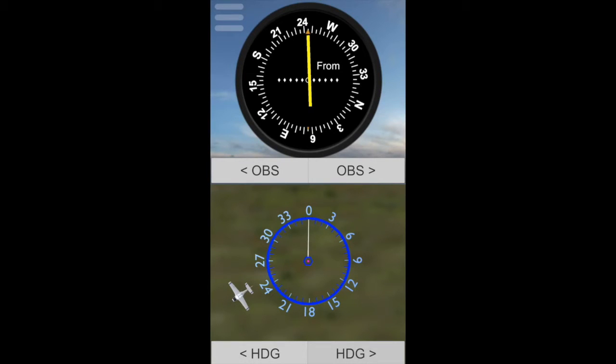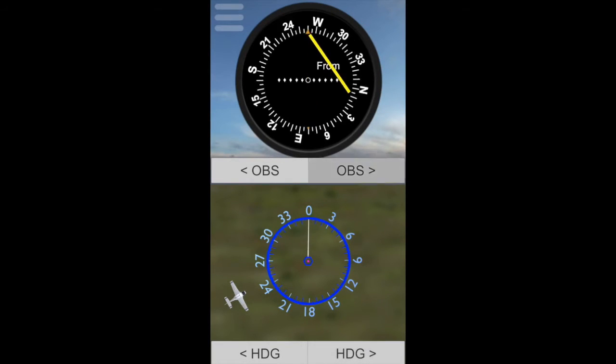I'm going to be flying straight away from the VOR. And what happens if I want to fly towards the VOR? I'm going to fly the reciprocal of 245. The reciprocal of 245, I believe, is 065. So if I turn my plane to 065, I'm going to fly in that direction, and it's going to take me straight to the VOR.